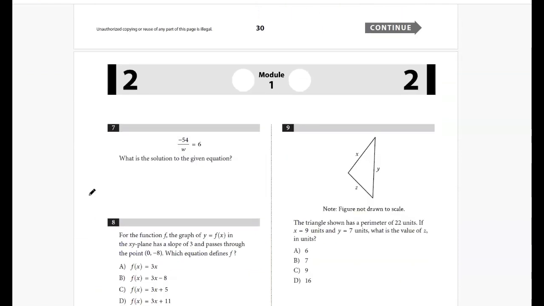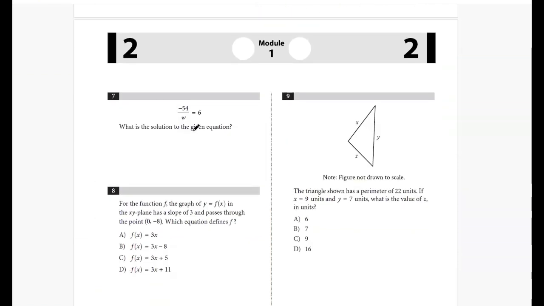370 is the answer. What is the solution to the given equation? Well, minus 54 divided by minus 9 is 6, so w is minus 9.